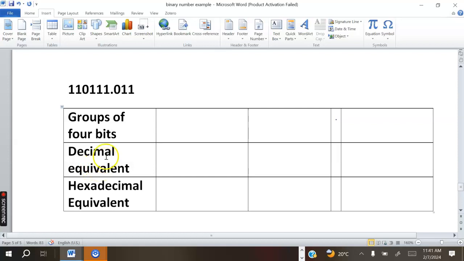Our next number, we have 110111. This is the integral part. For the fractional part, we have 011.